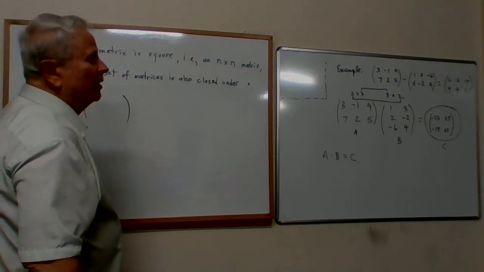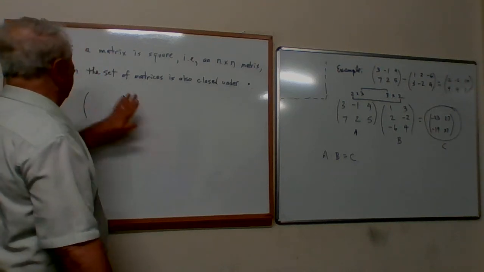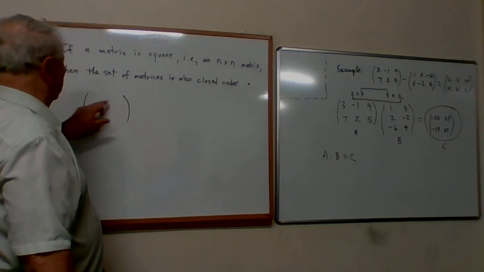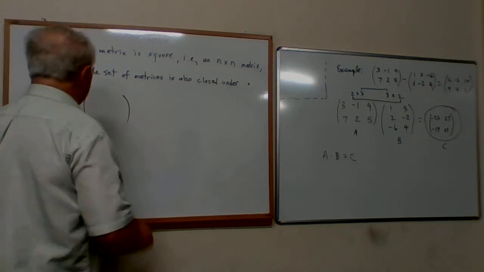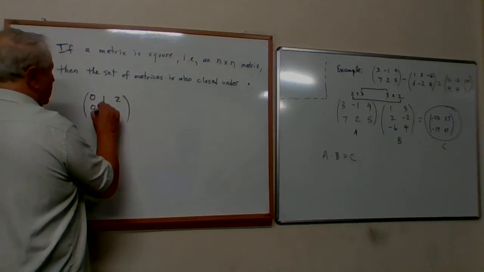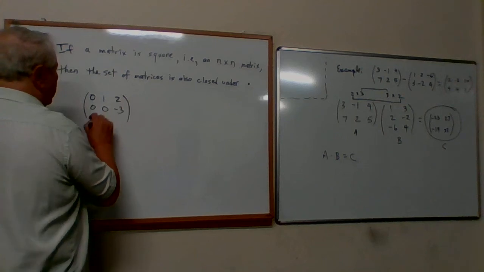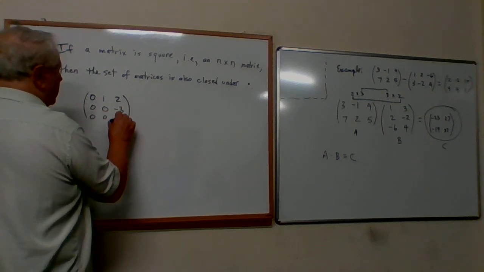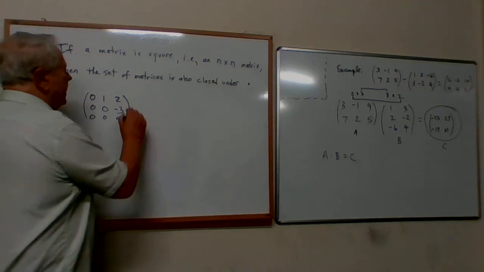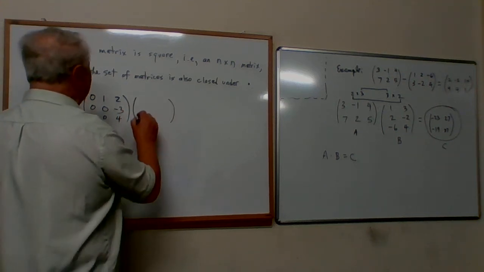Now, what do I mean by a non-zero matrix? I mean any matrix where they're not all zero, 0, 0, 0, 0, 0, 0, 0, 0, right? But here, 0, 1, 2, 0, 0, negative 3, 0, 0, 4. Okay? I'm going to take that matrix and I'm going to multiply by itself.